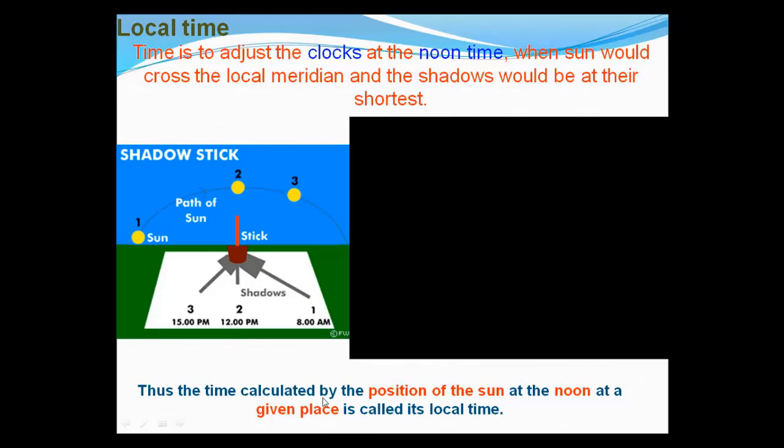Thus the time calculated by the position of the sun at noon at the given place is called the local time. Now we'll understand what local time is with the help of a video clip.